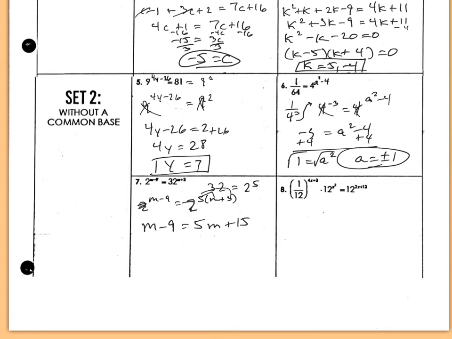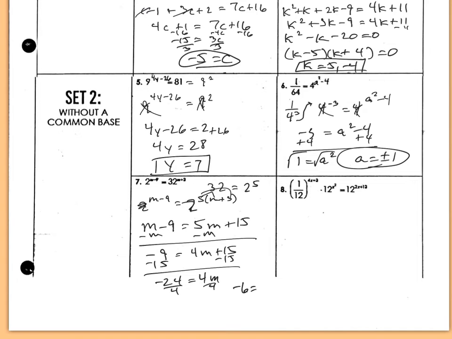No factoring necessary here. I'm going to move the smaller letters. So negative 9 is equal to 4m plus 15. Subtract the 15. So we get negative 24 is equal to 4m. So m is equal to negative 6.